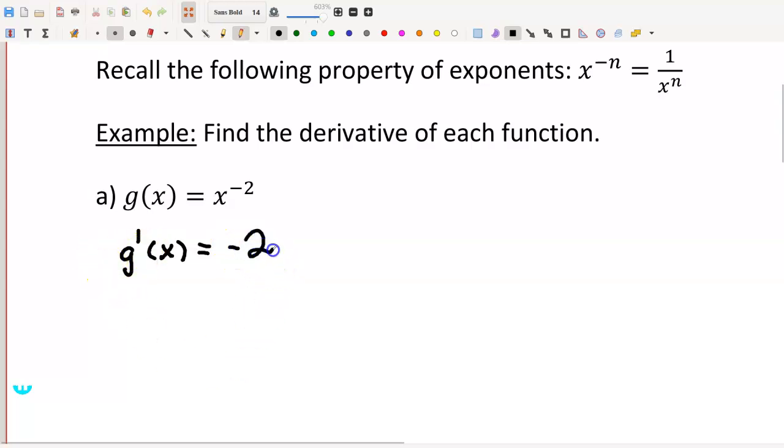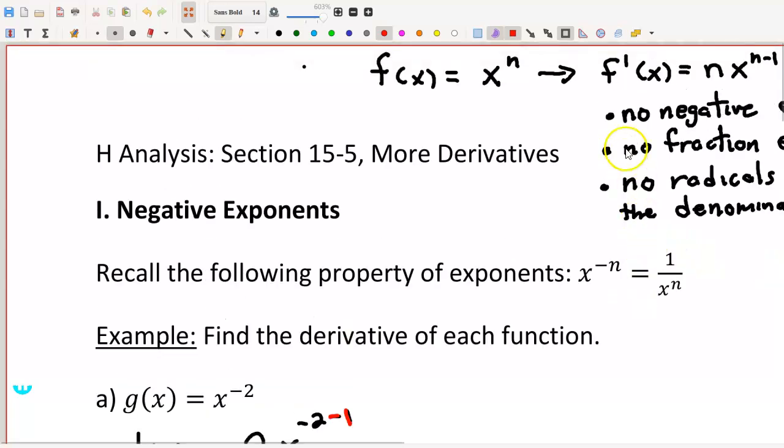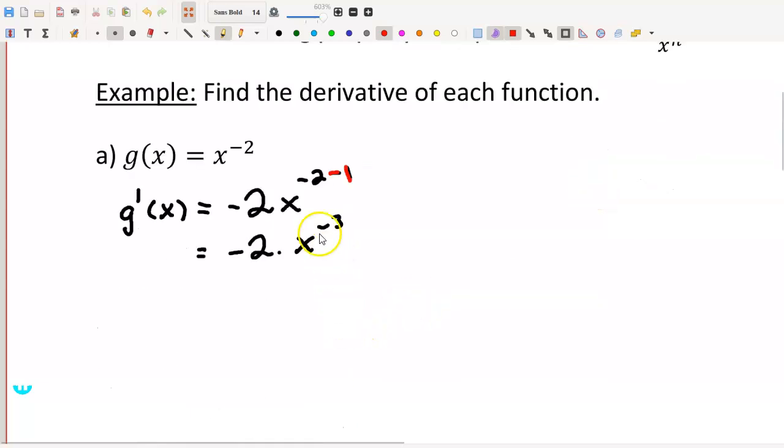So we'll have -2 times x, and we'll decrease the exponent by 1. Right? We'll just take it down by 1. That's not a step you actually need to show, but I'm just showing it for today. So that's x to the -3. And then ask yourself, is there anything about this form of the answer that's not following this set of rules? And of course, this one would be no negative exponents. So since this is negative right here, you want to keep on going and simplify further.